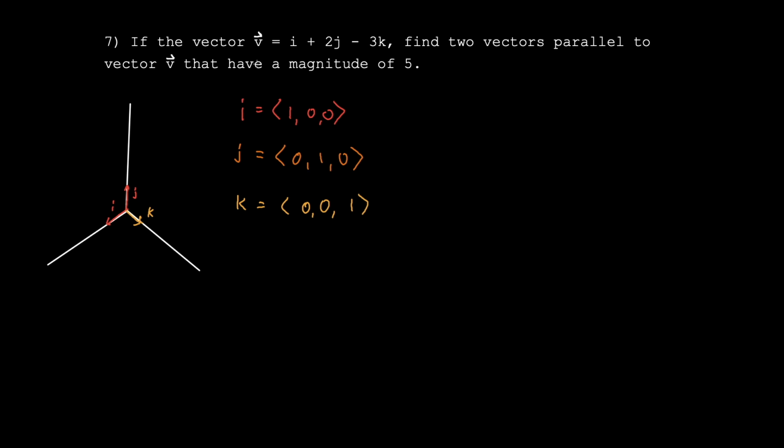If we put them in the context of vector v, we notice that it is multiplied by coefficients before the i, j, and k. And these coefficients are scalar multiplied by these basis vectors. So according to the question, the x component is 1 times the basis vector i. And that's just 1, 0, 0.